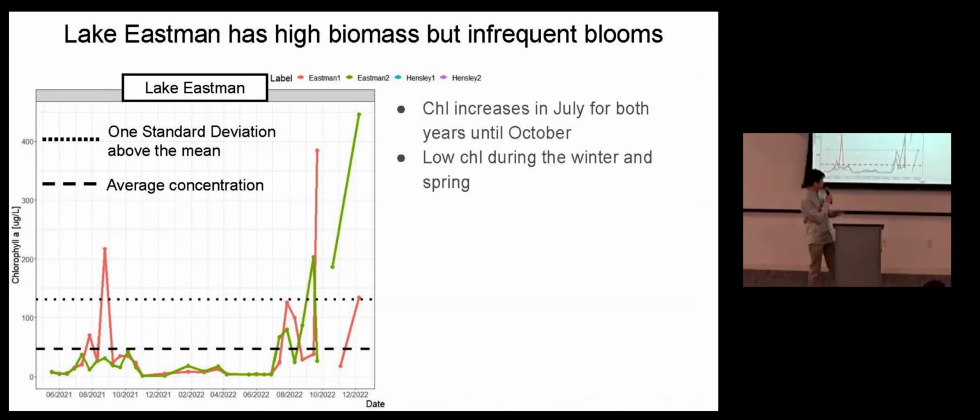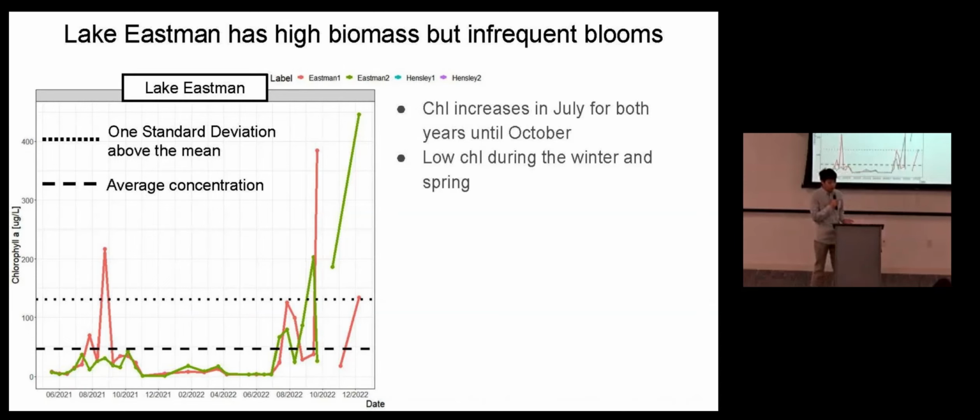We first started looking at chlorophyll concentrations. Here we have a time series of chlorophyll just on Lake Eastman. The y-axis is chlorophyll in micrograms per liter, and the x-axis is time. We have 2 different color lines, which are the 2 different shoreline stations. The lower dashed line is the average chlorophyll for the entire study, which is around 40 micrograms per liter, and the dotted line above it is 1 standard deviation above the mean.